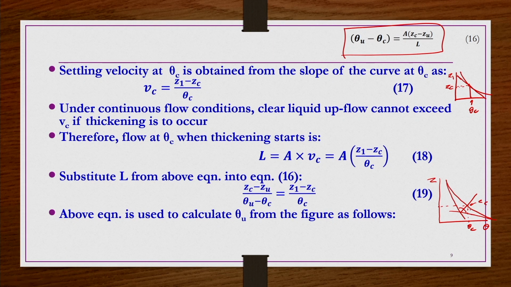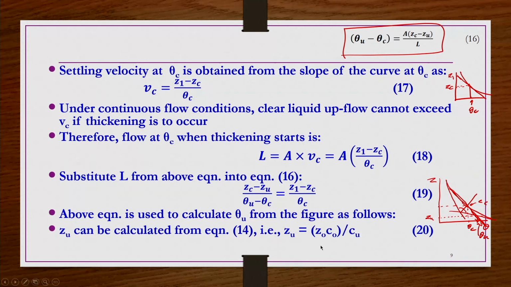Now at this point you draw a tangent at theta c and then extend it like this. At this Zu, which we already calculated, you draw a horizontal line, a constant Zu line. That is going to intersect this tangent at theta c at some point, and the corresponding time is nothing but theta u, which we have already seen in the previous slide also.